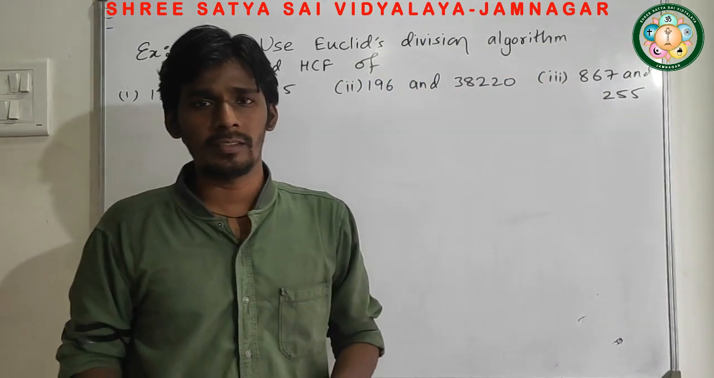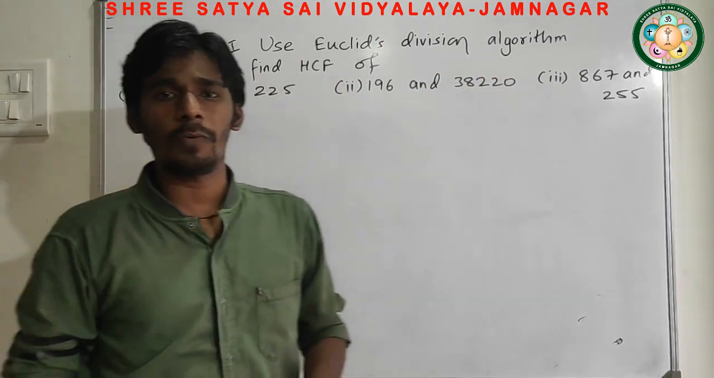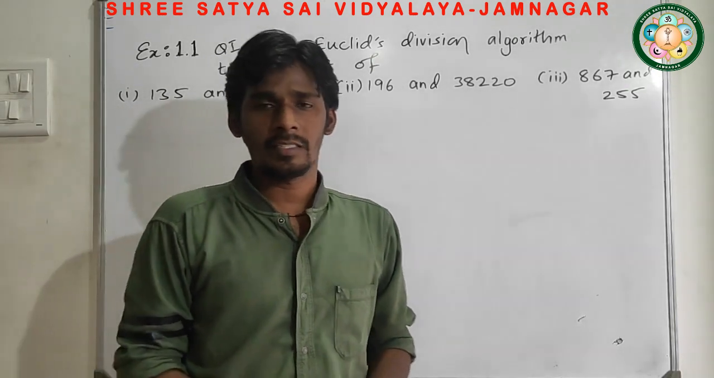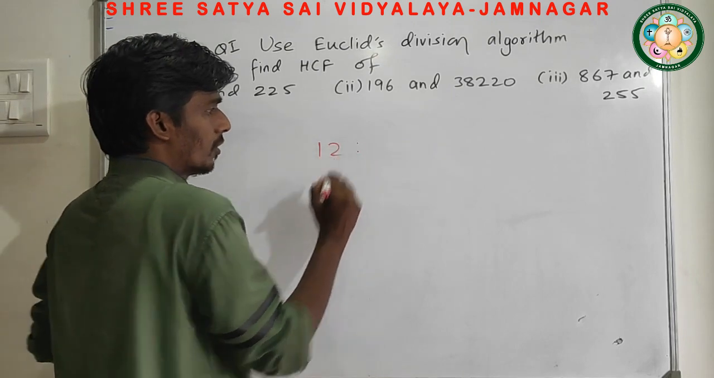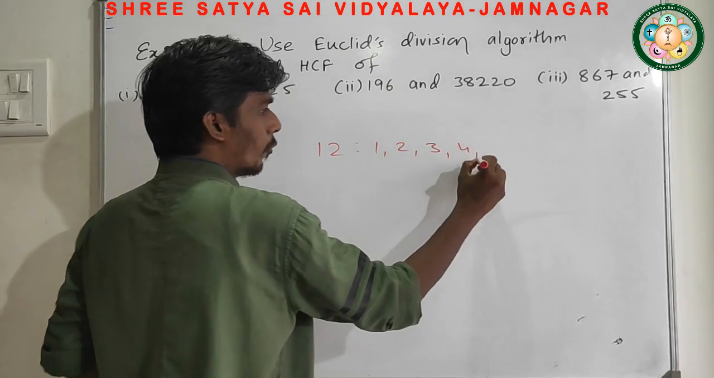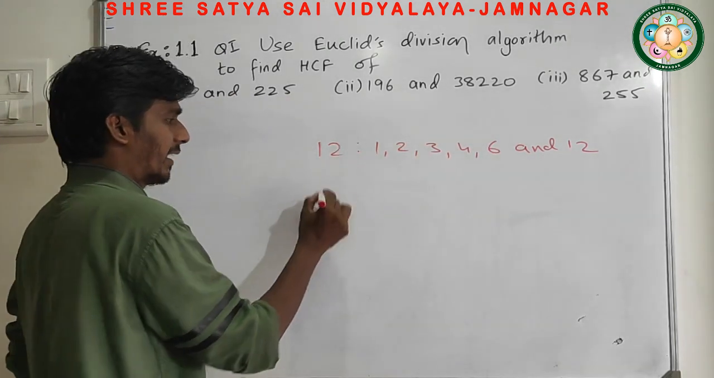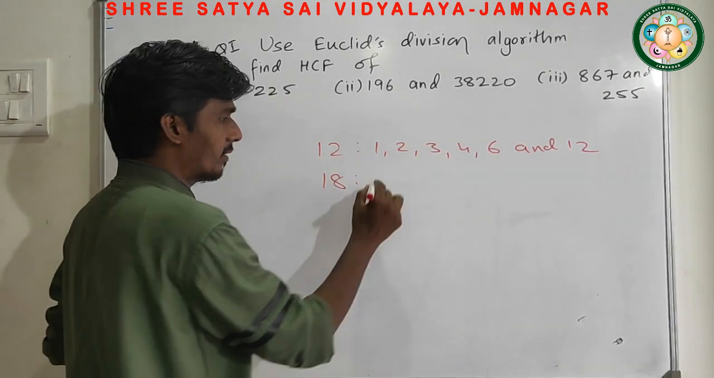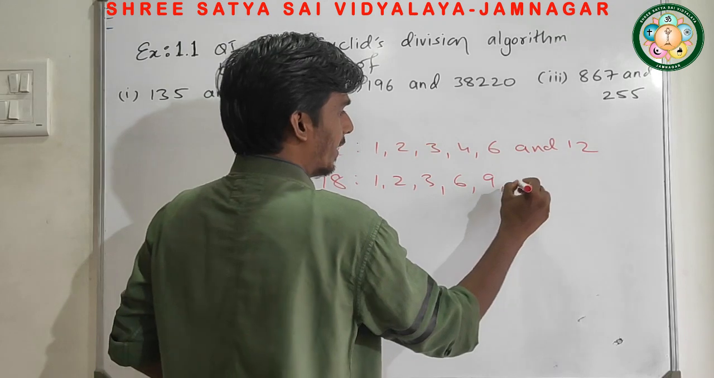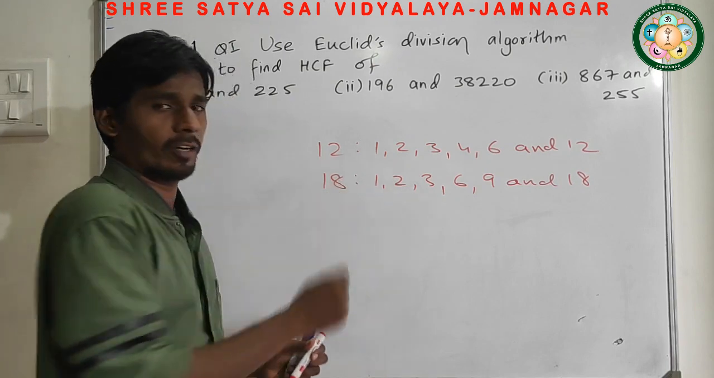Let's start with exercise 1.1. The question is: use Euclid division algorithm to find the HCF. For smaller numbers we already know how to find the HCF. For example, 12 has factors 1, 2, 3, 4, 6 and 12. 18 has factors 1, 2, 3, 6, 9 and 18 itself.